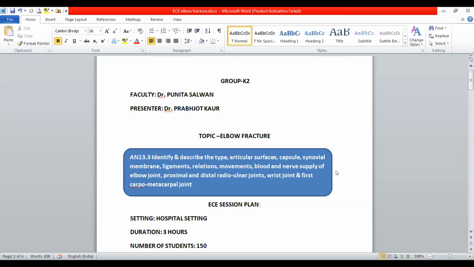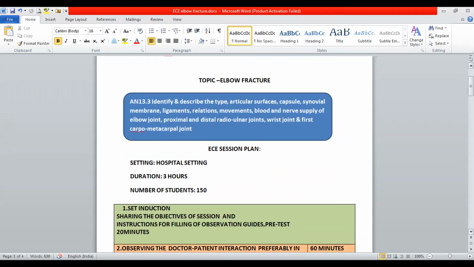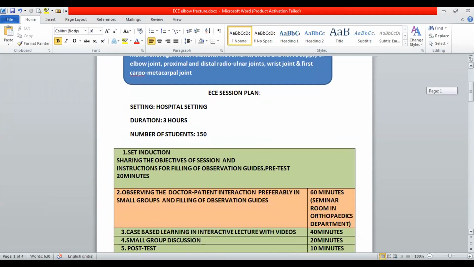So we have prepared the ECE session plan on the clinical aspects related to this competency. This session plan is for 150 students, and the duration of this session is 3 hours. It is planned in a hospital setting. Details of the session plan are like this.